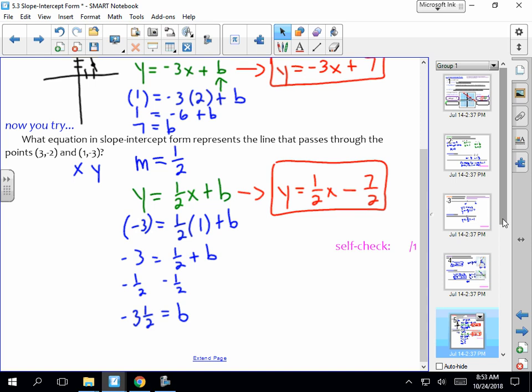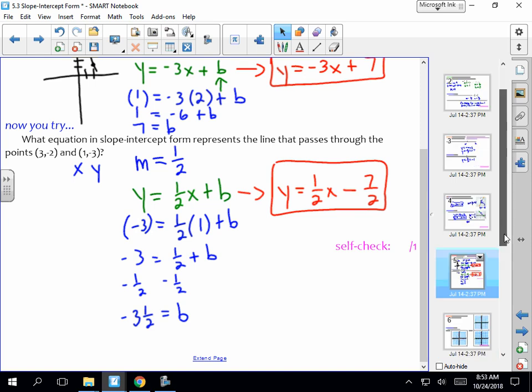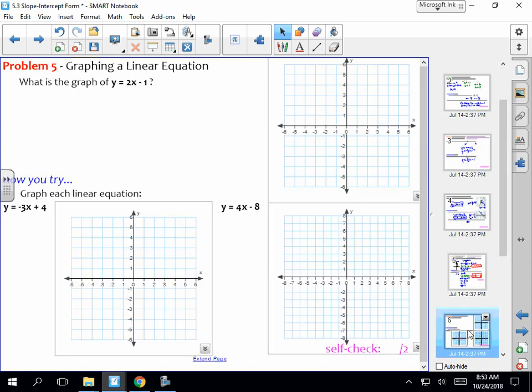Okay. And this last problem here didn't show up. Let's see here. Oh, it's not the last one yet. We're almost to the last one. This is going the other direction. So instead of giving you the graph and asking you to write the equation, here's the equation. What's the graph look like?